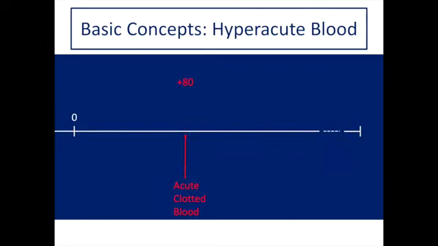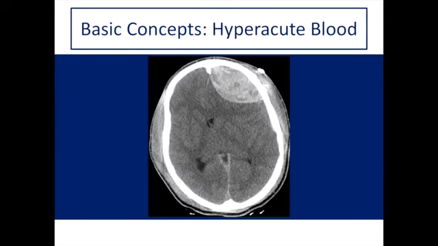The second concept to understand is the density of hyperacute blood. We know that acute clotted blood is dense, but before it has a chance to clot, it's going to have a lower density. This is an example of a patient with an epidural hematoma that is mainly high density, as you can see here. The areas of high density represent acute clotted blood, but there are also areas of lower density within, like here and here and here. These areas represent hyperacute blood that is not yet clotted.